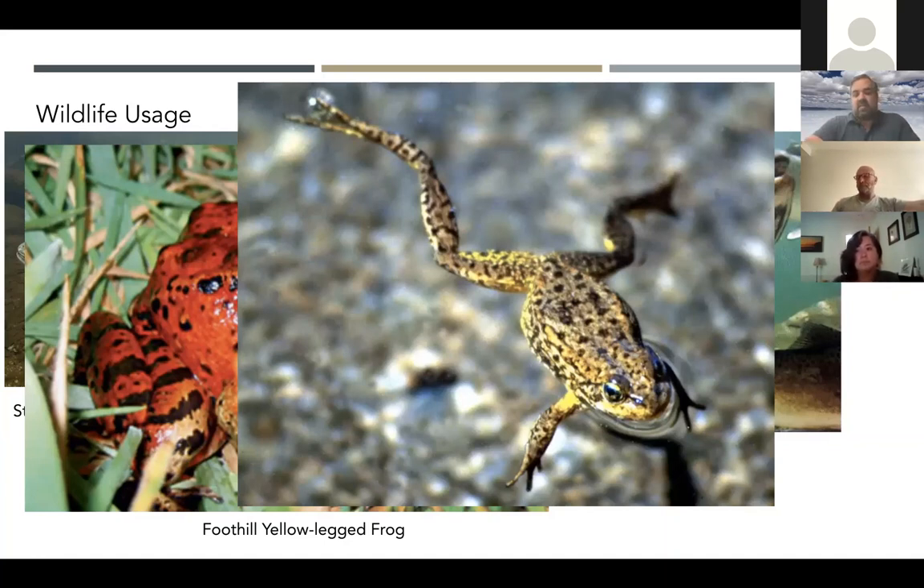So these use cobblestones and much cleaner water, as opposed to the red-legged frog that could be in more ponds and marshes, lentic systems, and streams as well. These are pretty much just lotic systems, fast-moving streams with very clear water for the most part.